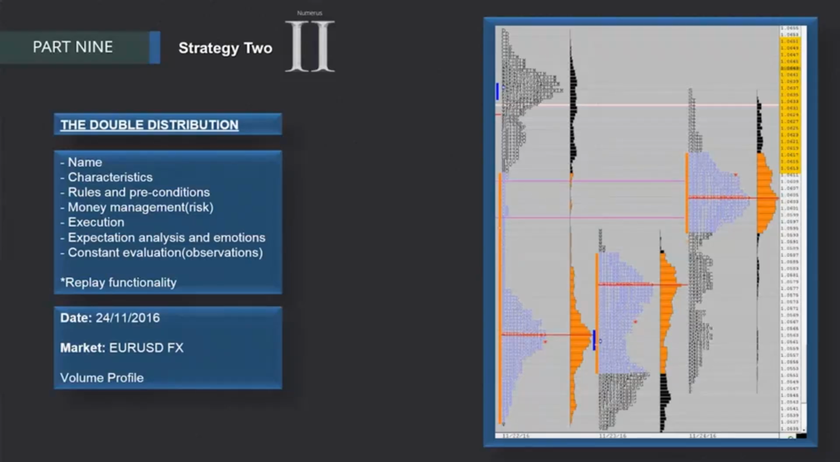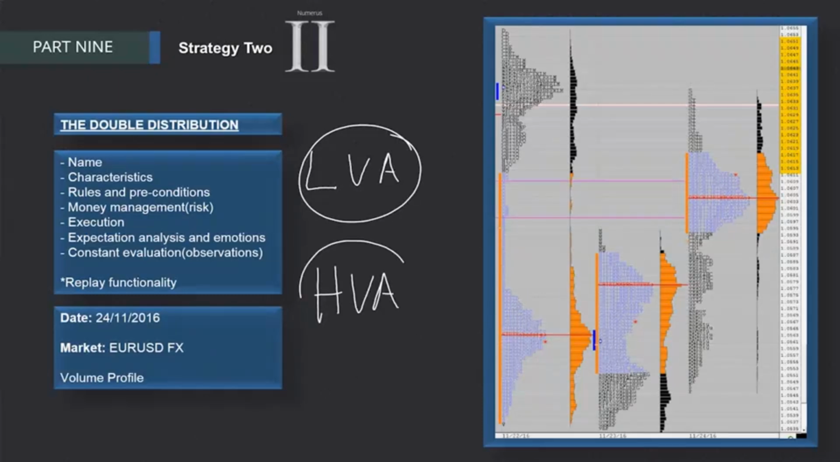We're now going to discuss strategy number 2, the double distribution, which is the second of our anomaly strategies. Now, the important thing to understand, cast your mind back to when we spoke about strategy 1, was all about the low volume area. In strategy 2, we're going to talk about the high volume area, and all that occurs is when the low volume area strategy is complete and we start to see the low volume area fill out, we then revert to our high volume area trade strategy.